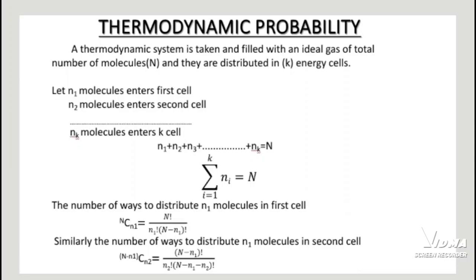The number of ways to distribute N1 molecules in the first cell, N C N1, is equal to N factorial divided by N1 factorial into (N minus N1) factorial. Similarly, the number of ways to distribute N2 molecules in the second cell, (N minus N1) C N2, is equal to (N minus N1) factorial divided by N2 factorial into (N minus N1 minus N2) factorial. Similarly, the number of ways to distribute N3 molecules in the third cell, (N minus N1 minus N2) C N3, is equal to (N minus N1 minus N2) factorial divided by N3 factorial into (N minus N1 minus N2 minus N3) factorial.